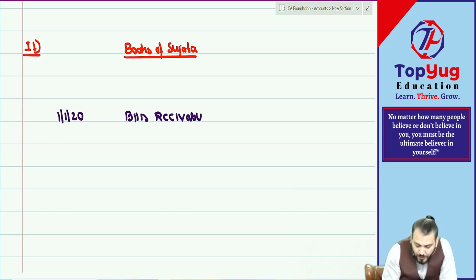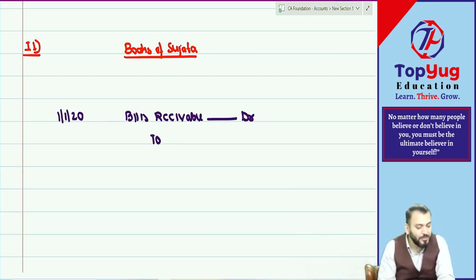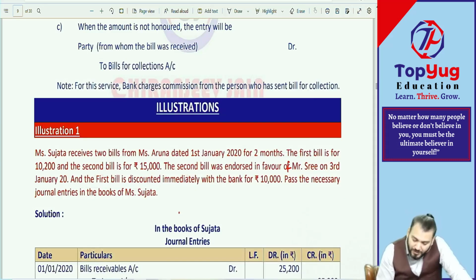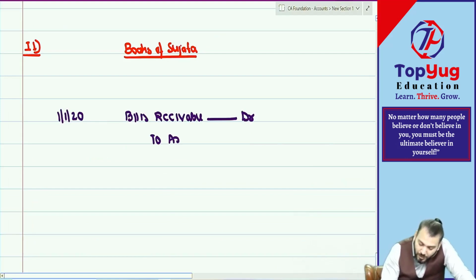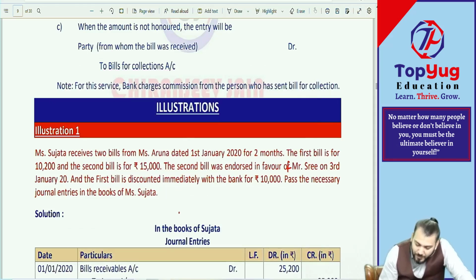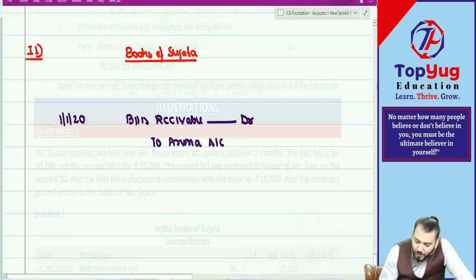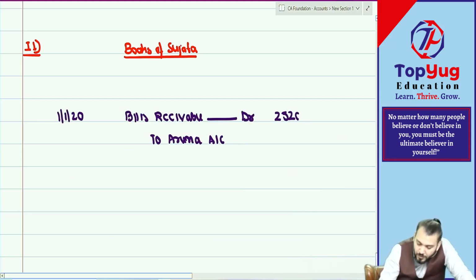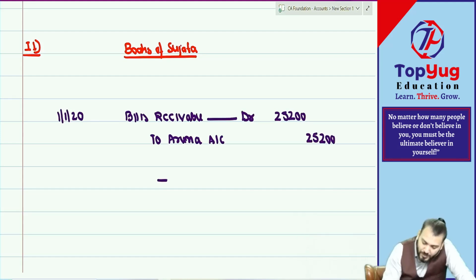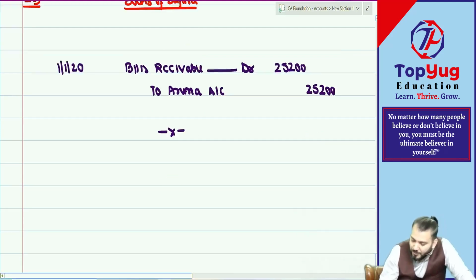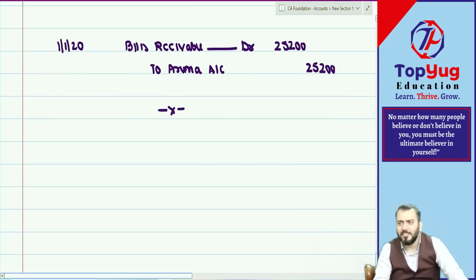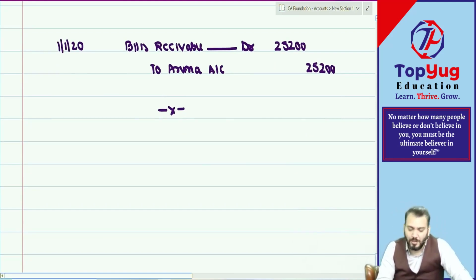Correct? And you receive bill from whom? Drawing. Means debtor. Who is the debtor? Receive bill from Aruna. So Aruna account. What is the total bill? 10,200 plus 15,000. How much? 25,200. First journal entry done. Narration is homework. Being bill accepted, bill received from Miss Aruna.